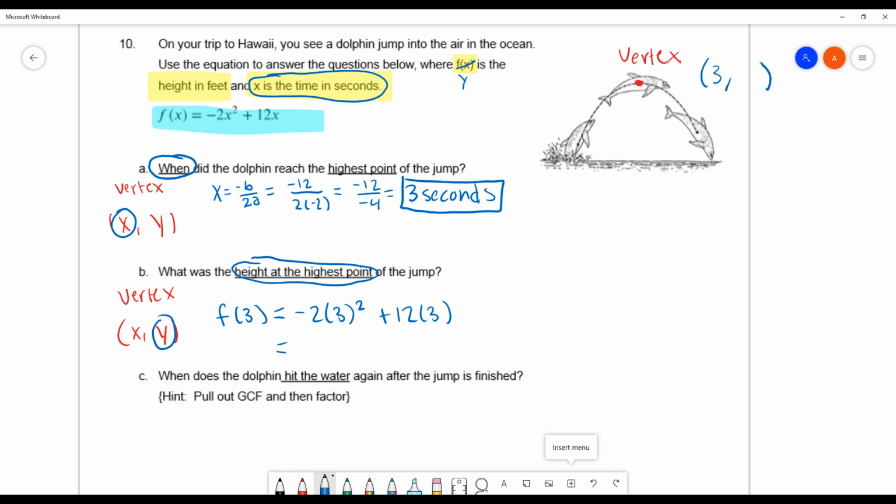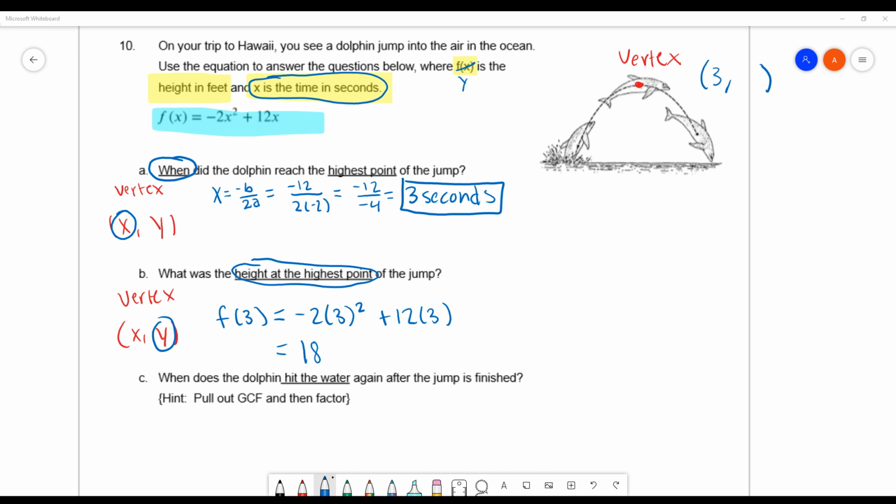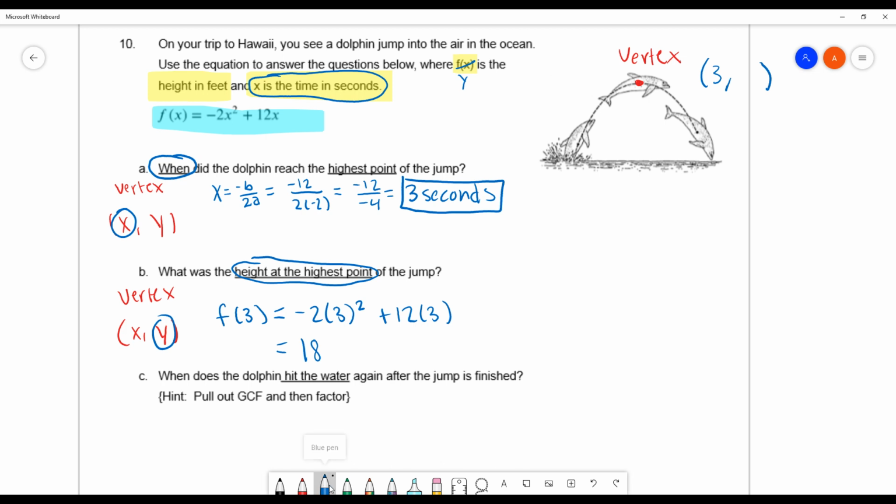That's going to give me negative 18 plus 36, which should give me, I believe, 18. Let me check my work real quick on a calculator. And that is correct. Okay, cool. So 18, and since we're told it's height in feet, I'm going to write 18 feet. So the highest point that the dolphin reached was 18 feet. Wow, that's pretty cool.